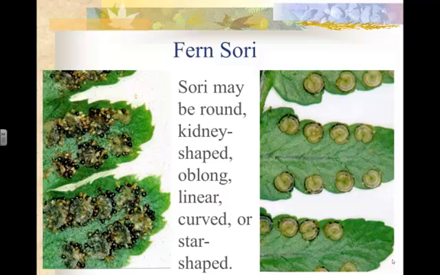And it's going to be on the underside of the leaf, and if you didn't know of its life cycle, you would think your plant has a disease. I mean, look at the one on the left, especially. You'd think, oh no, my plant's dying, it's got this disease. But this is natural, and the sori are going to be very different depending upon which kind of fern you have. They're all different kinds of shapes, and as you can see, kidney, oblong, linear, curved, star-shaped, different colors. Those are the sori.